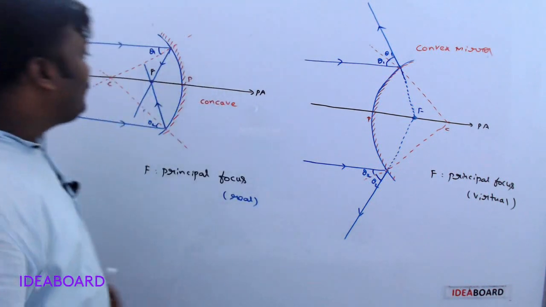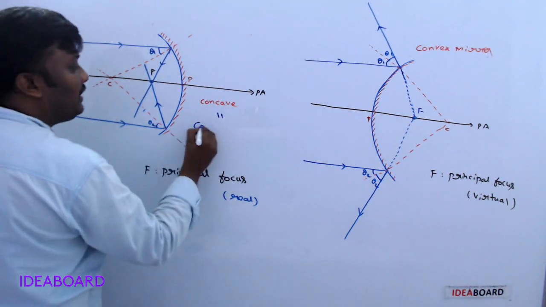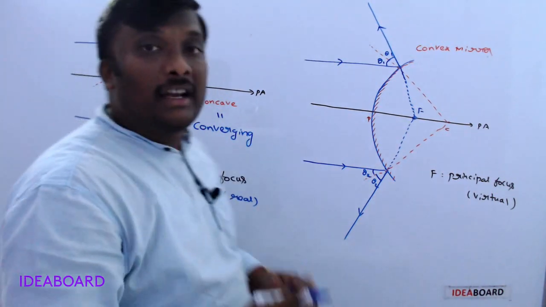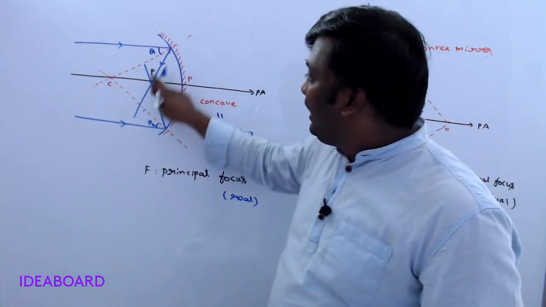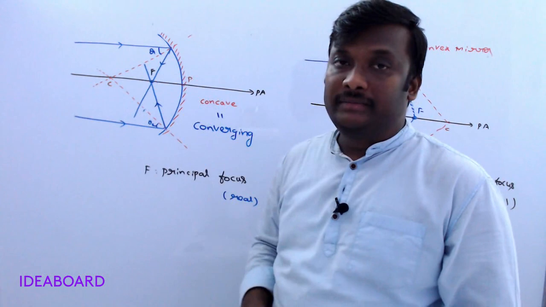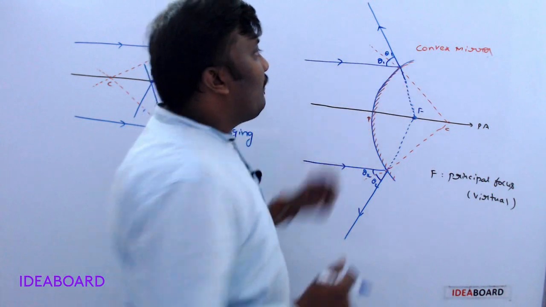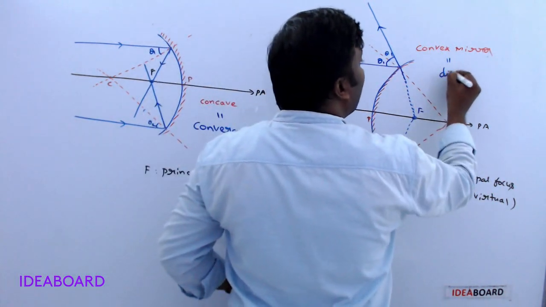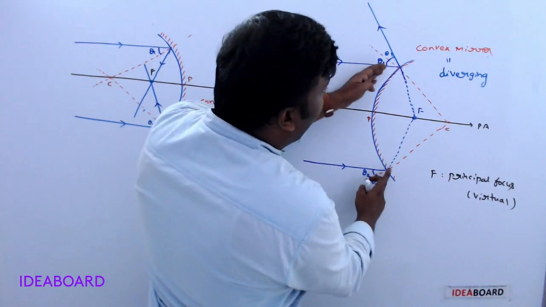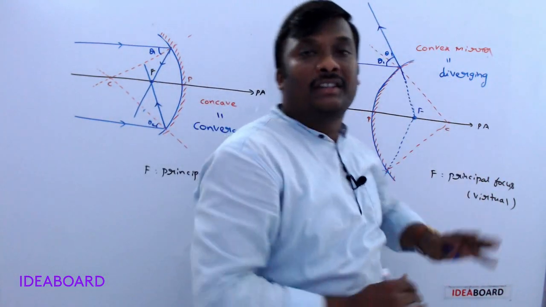Understand? That's why the concave mirror is also called a converging mirror. Why is it called a converging mirror? Because after reflection, all the rays converge and meet at a point. That's why the concave mirror is called a converging mirror. The convex mirror is called a diverging mirror. Why? After reflection from the surface, they diverge. That's why it is called a diverging mirror.